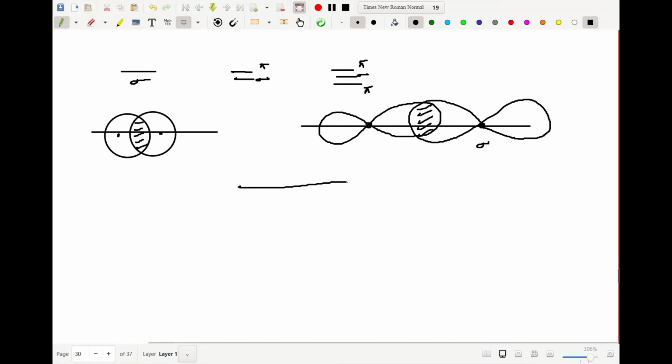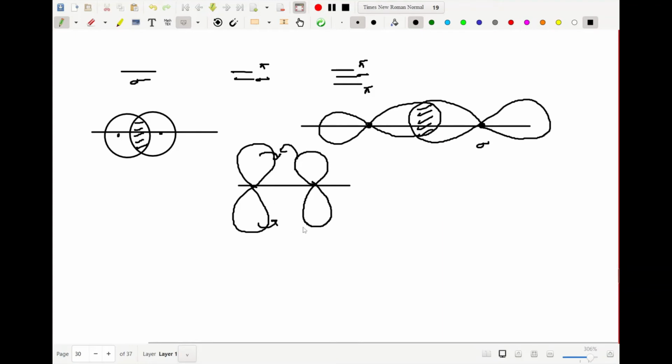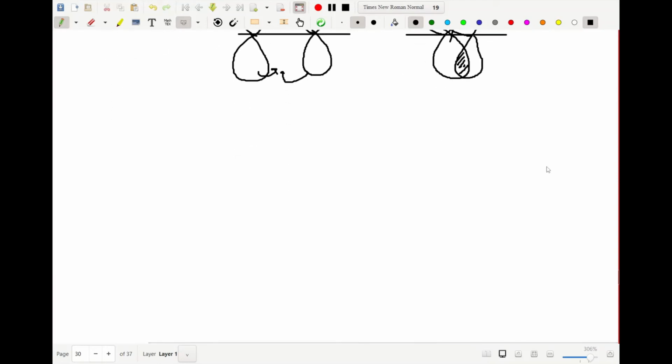When this kind of overlap happens sideways, which means not on the internuclear axis, like this, then the kind of bond we get is called a pi bond, and the overlap is something like this. Because the overlap area is not that efficient, your pi bond is weaker in comparison to your sigma bond. Now, as already discussed, a sigma bond is formed by head-on overlap, and a pi bond is formed by sideways overlap.